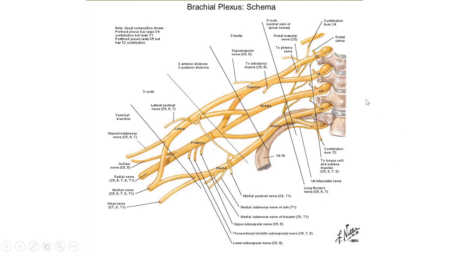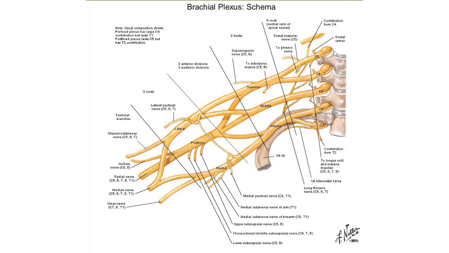The brachial plexus. The plexus consists of roots, trunks, divisions, cords, and branches. Roots, trunks, divisions, cords, and branches.